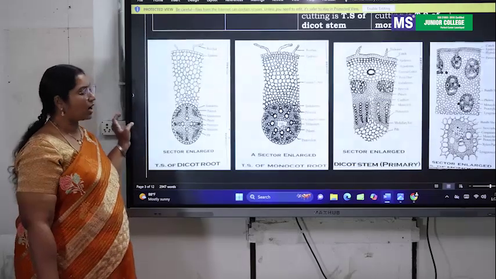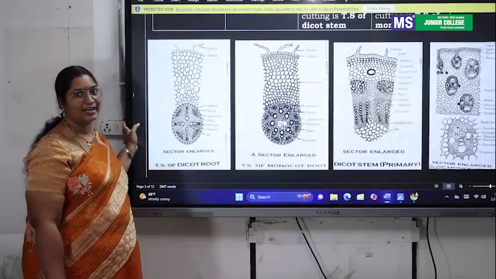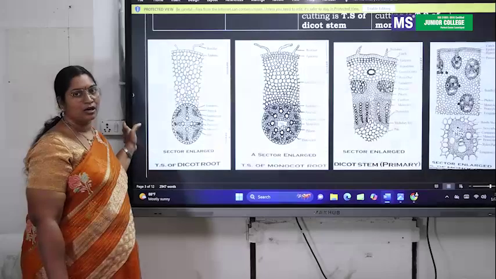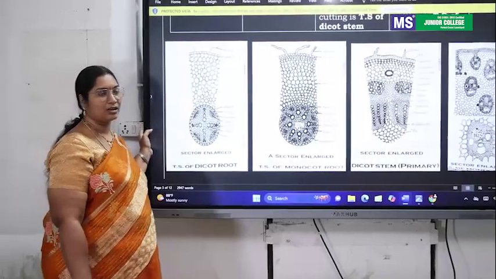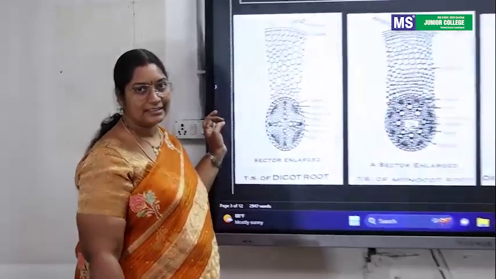Okay. So, how to do the section cuttings? Very keenly we need to check how thin it should be. Let us see that section cutting.